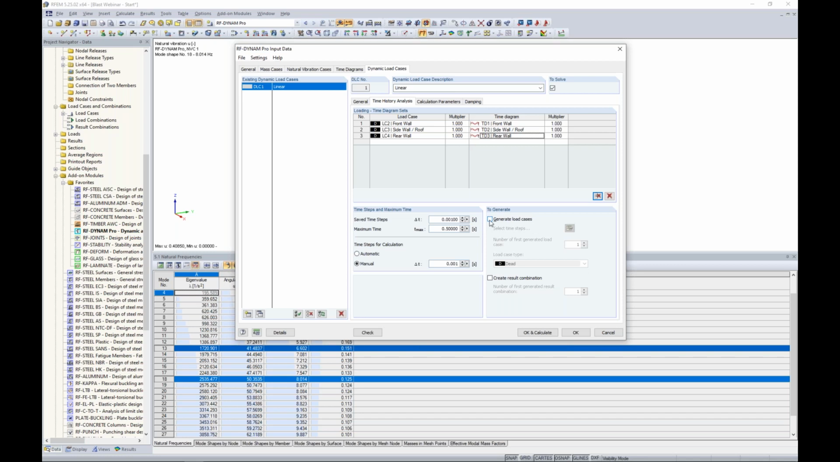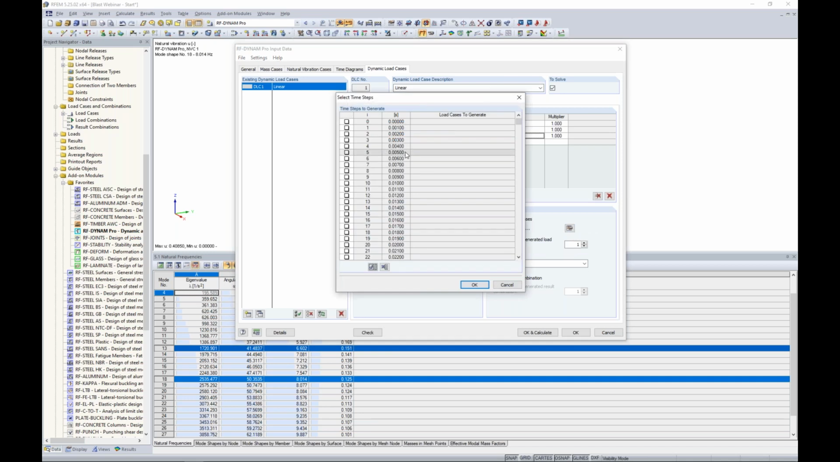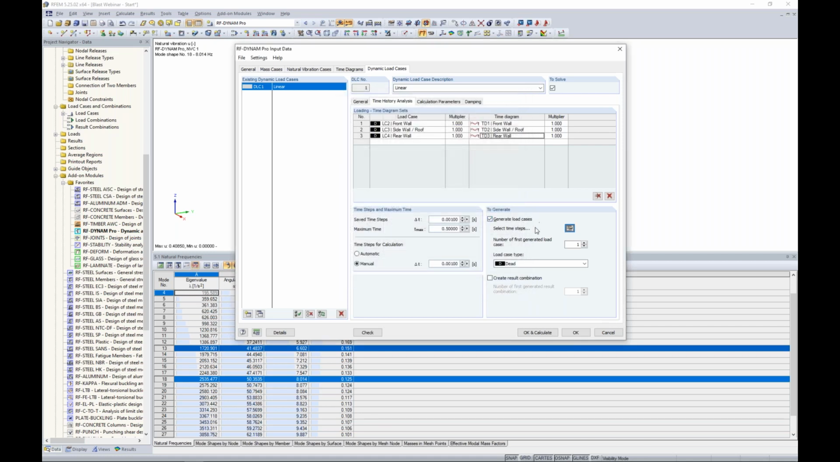We do have the ability to export out load cases here for each one of these time steps. And you can see that when I go into the details, I can turn on and off the various time steps that I'd like to export out as load cases. But keep in mind, it's a little deceiving because we're not exporting out the loads. We are exporting out the results for the selected time steps. So we won't be doing that today, but the other option is to export out a result combination.